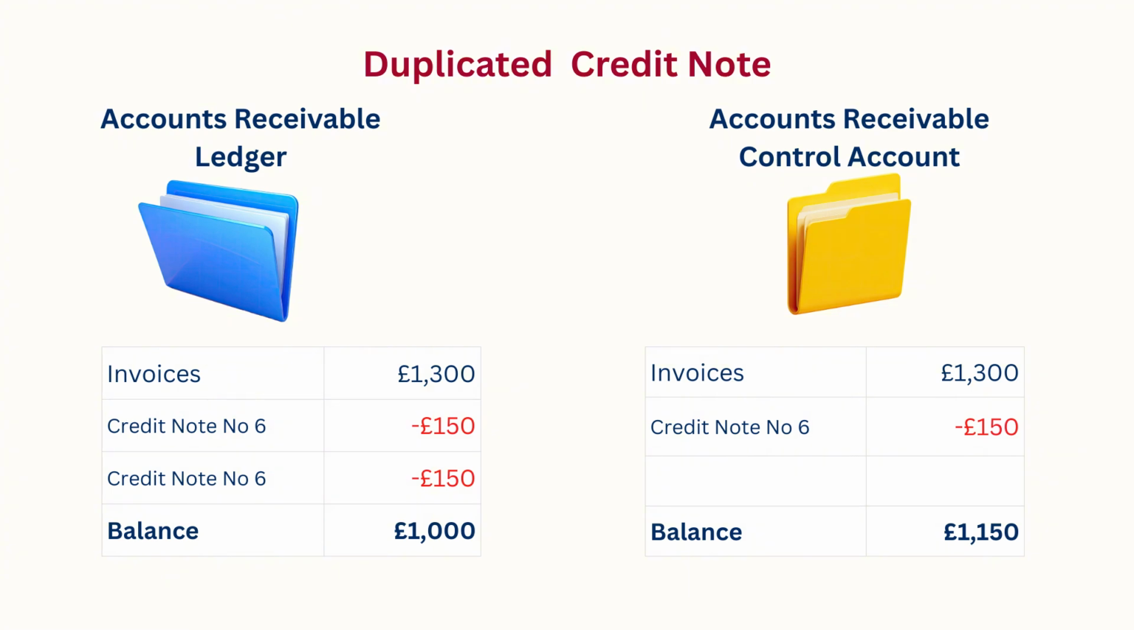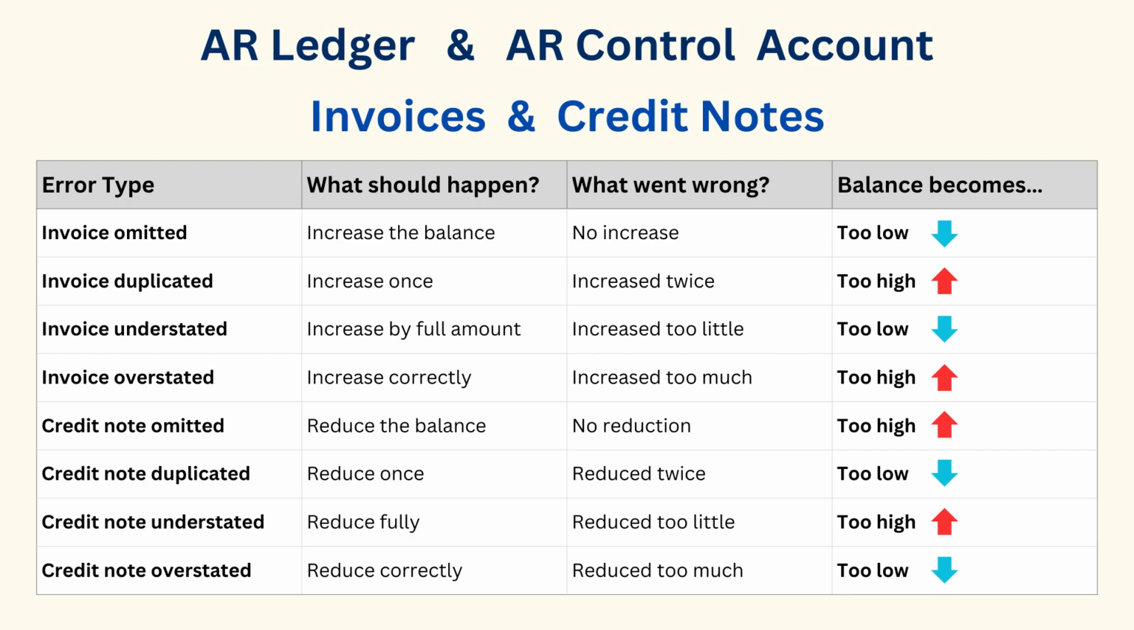Let's summarize what we've learned. Invoices and credit notes can be entered wrongly in either the customer's Accounts Receivable Ledger or the Accounts Receivable Control Account, and any difference between the two usually comes from one of these errors. Because invoices make the balance go up and credit notes make the balance go down, the key is simply checking whether the balance has moved too much or not enough.